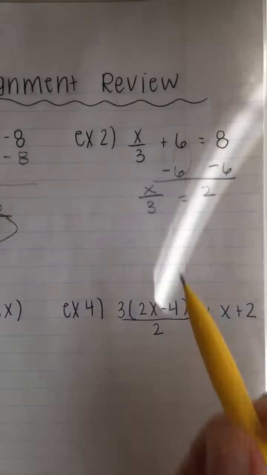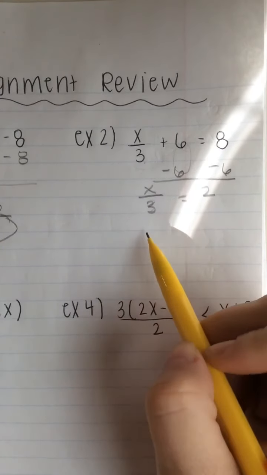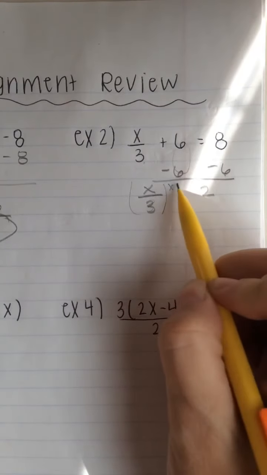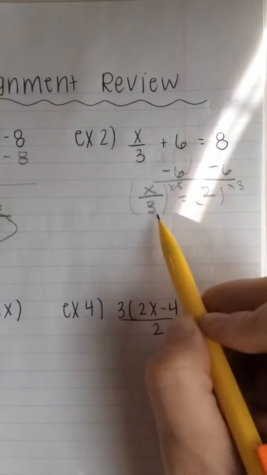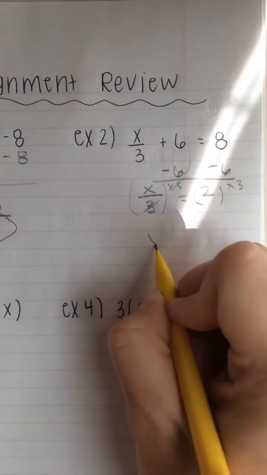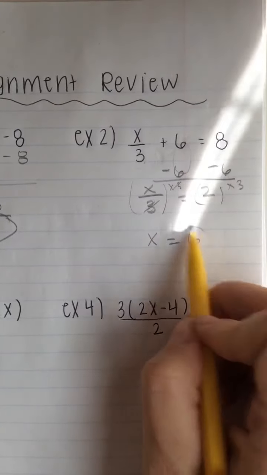Right? And then to get x by itself, we now can cancel out the divided by 3 by doing the opposite, which is multiplying by 3. So multiplying by 3 divided by 3 is 1. They cancel, so x equals 2 times 3 is 6.